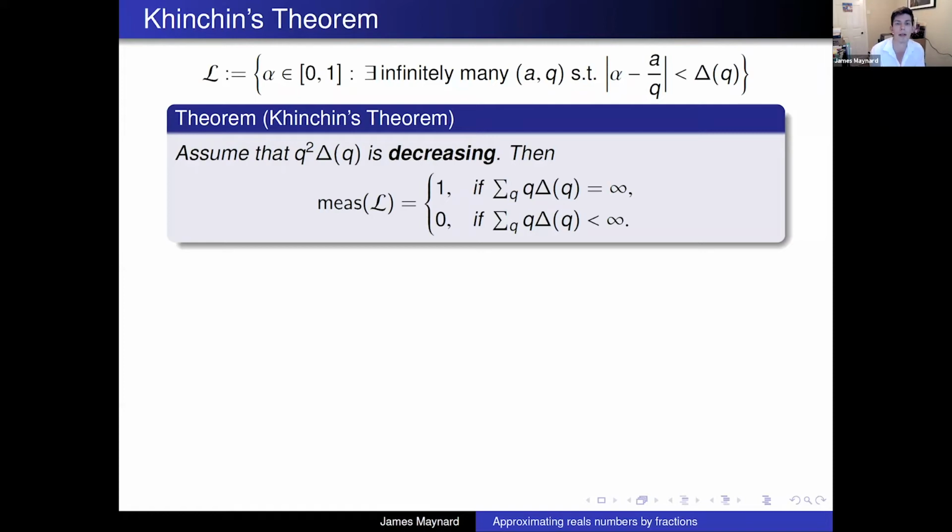But the set L is essentially nothing, so it's just a measure 0 set itself, if the sum of q times delta(q) converges. So you have this dichotomy, depending on whether you're in the convergence case or the divergence case, where either the set of reals that have infinitely many approximations is essentially nothing, or it's basically everything, and there's this simple criterion to tell which of the two you are.